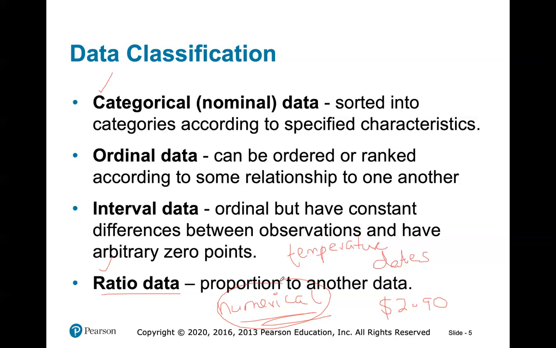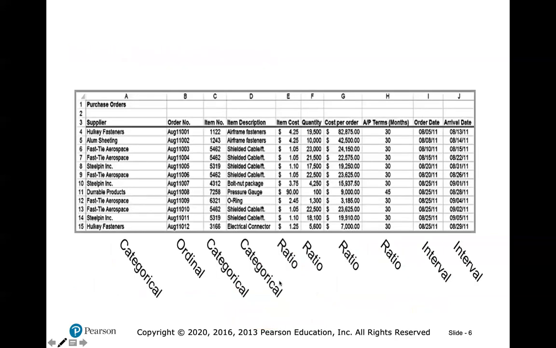Now, let's look at a purchase orders data sheet. You don't need to open this data sheet, but suppliers, for example, is categorical data. You're given the names of different types of suppliers. Then you also have another categorical data, which is item description.